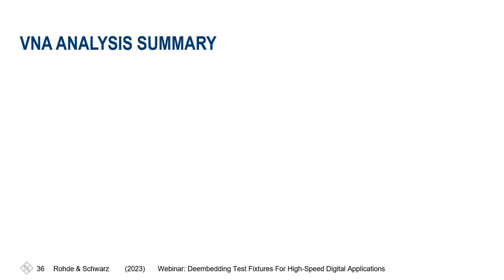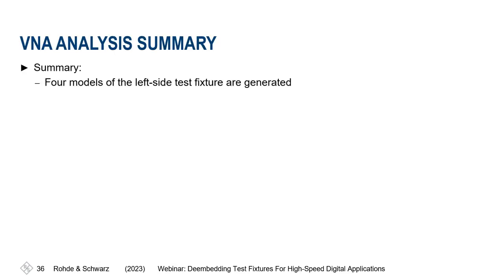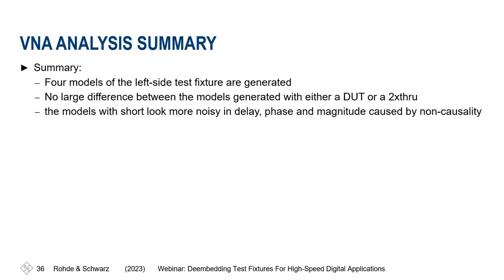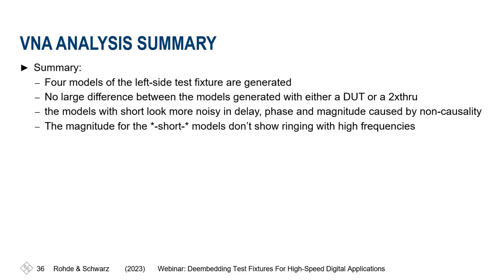So here, summarizing all the details that we found. We generated 4 models of the left side test fixture generated for the transmission part. We found no large difference between the model generated either with a DUT or a 2x through. The model with a short looks a little bit more noisy in delay, phase, and magnitude caused by non-causalities. The magnitude for the short models means they're using a short, don't show ringing within high frequencies.